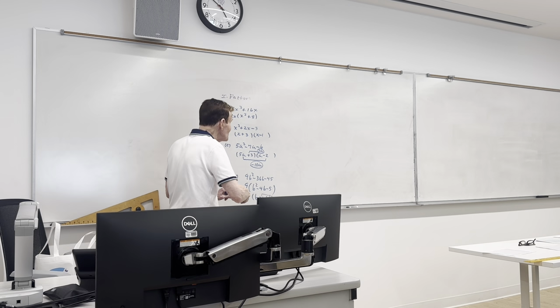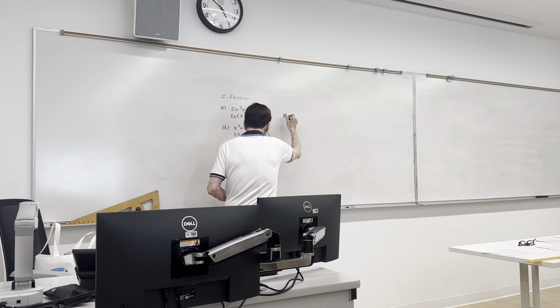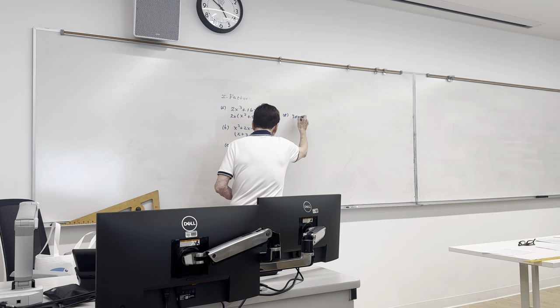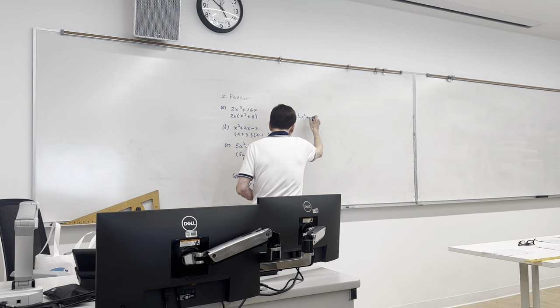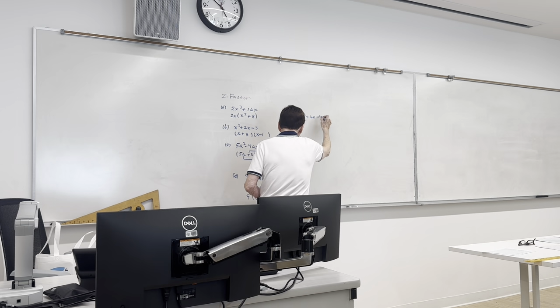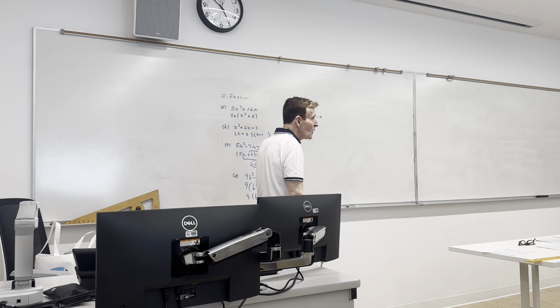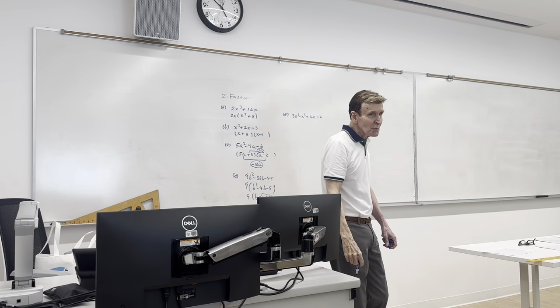Letter E. 3x cubed minus x squared plus 6x minus 2. This is why I said I'm getting nervous. Oh, and it says factor.